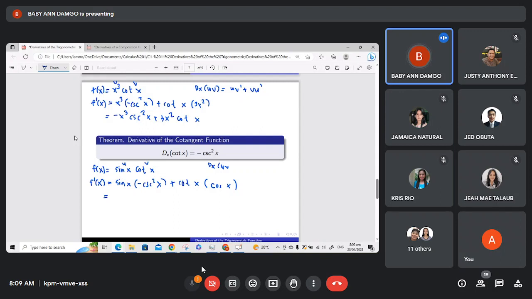So, this is sine x. Nato lang dili na natin simplify kay squared, mo fraction na siya. This is cosecant squared x plus cos over sine. So, what we have po? What I must simplify. So, cotangent x times cosecant x. Okay, so this is the final answer.